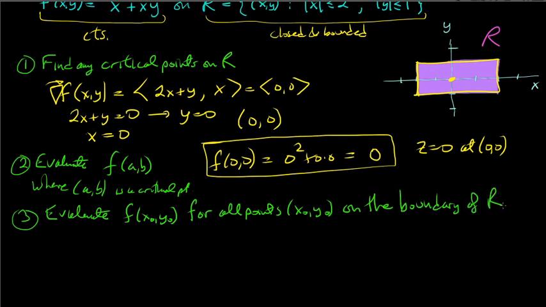The boundary of the region, right? What is the boundary of the region? It's this yellow rectangle, right? This yellow rectangle. And we have to evaluate the function at all of these points. Now that's a lot of points, right? In fact, it's an infinite number of those points there.